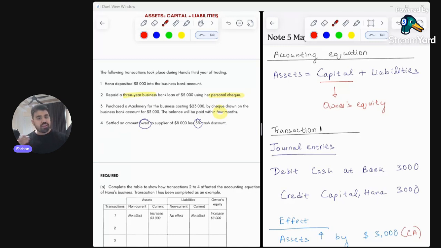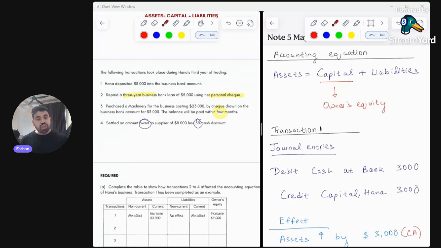Today we have got a practice question which requires you to prepare the journal entries for some transactions and also understand the effects on the accounting equation. Now, what is the accounting equation? The accounting equation is that total assets should always equal the total of capital plus the total of liabilities. This is the very foundation of the balance sheet which you are used to preparing.